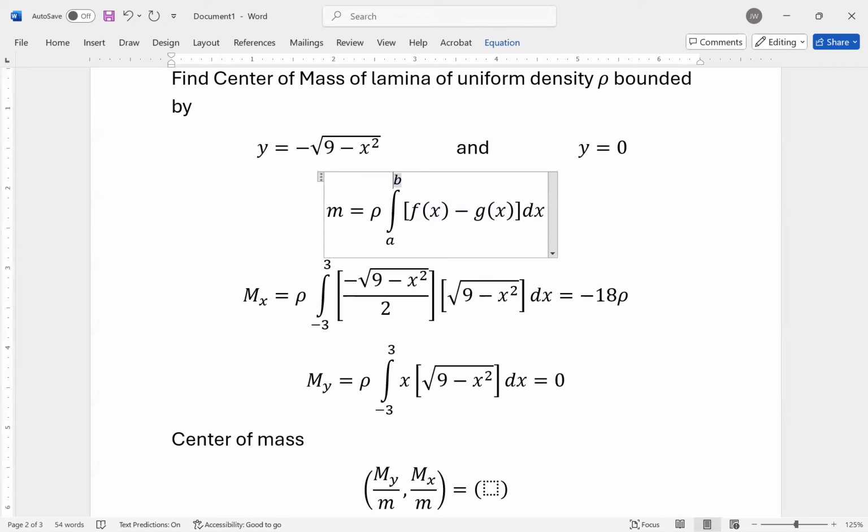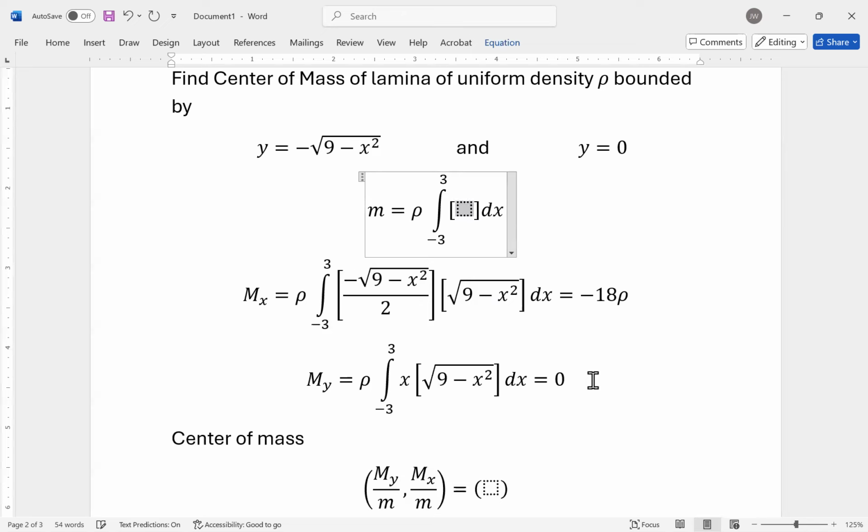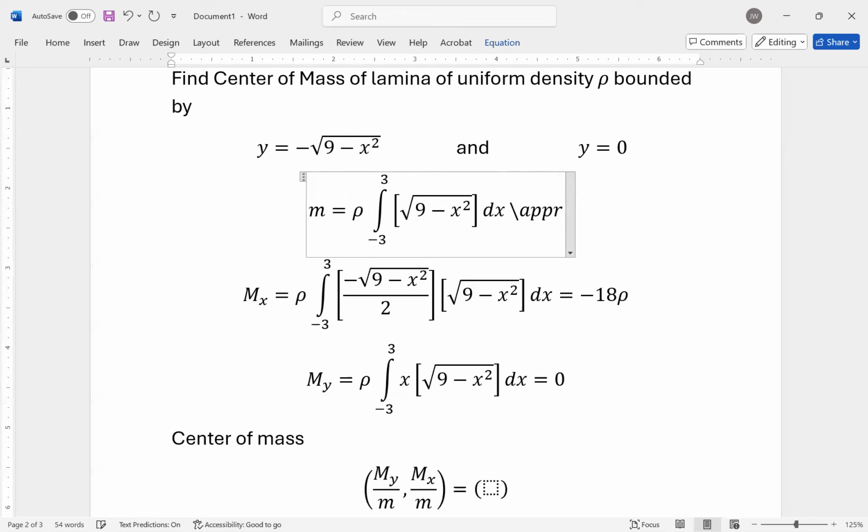To calculate the mass, we're going to go from -3 to 3 once again, and then we've already established f minus g is the positive square root of 9 minus x squared. That's minus the negative square root, so you just make it a positive square root of 9 minus x squared. And that one is the tricky one. It doesn't come out to a nice fraction. Instead, it comes out to a messy decimal.